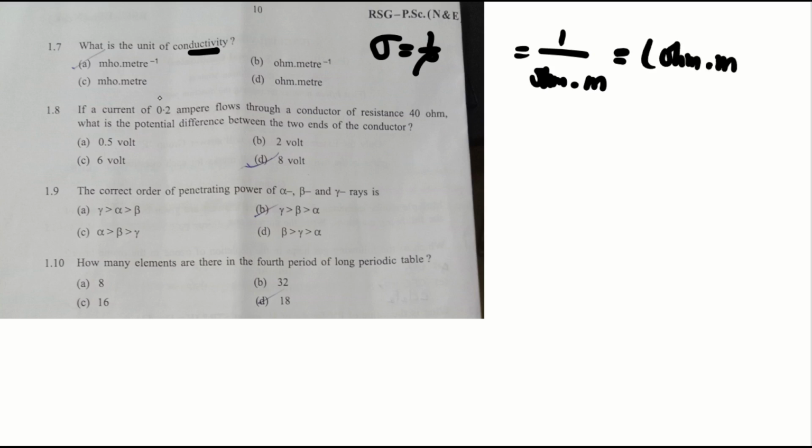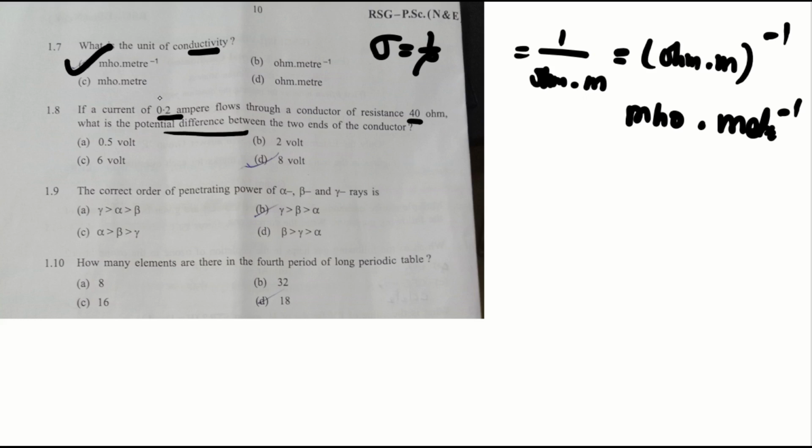Question number 7. What is the unit of conductivity? Now conductivity is the reciprocal of resistivity. The unit of resistivity is ohm into meter. So the unit of conductivity will be the reciprocal of this, ohm into meter to the power minus 1, or this is called mho, reciprocal of ohm, mho into meter to the power minus 1, and the correct option is A.